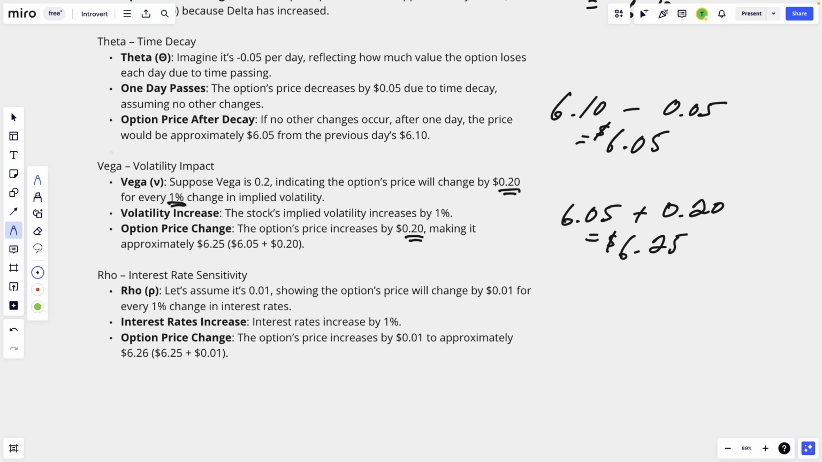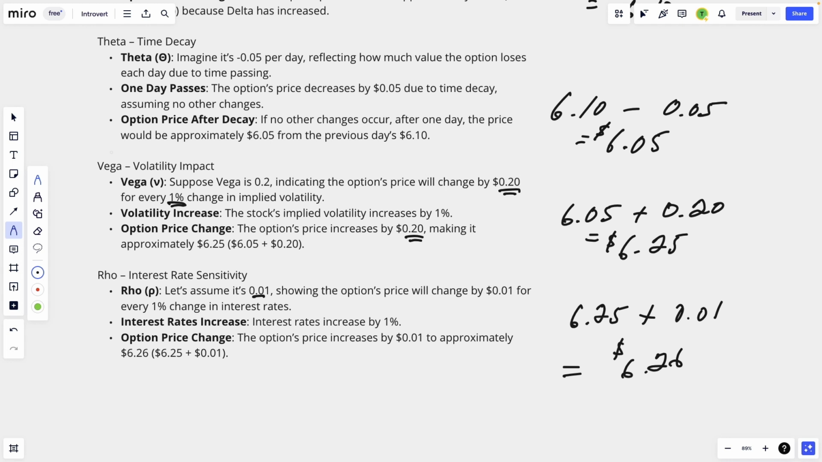And then lastly, the interest rate sensitivity is measured by rho. So let's assume that for this option, the rho was 0.01, showing that the option's price is going to change by 1 cent for every 1% change in interest rates. And if we pretend that for this example the interest rate goes up by 1%, we will take our $6.25 option and add 1 cent for the interest rate change. And we're left with an option price of $6.26.